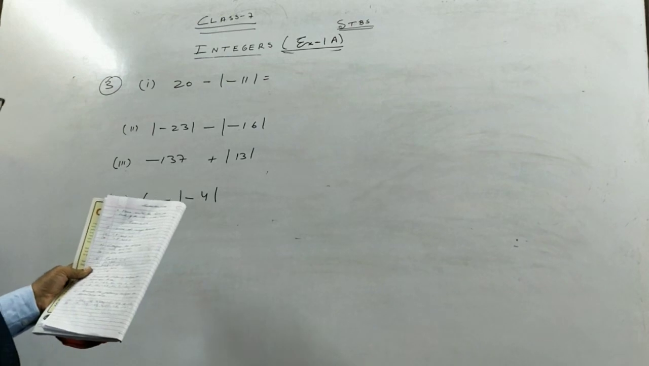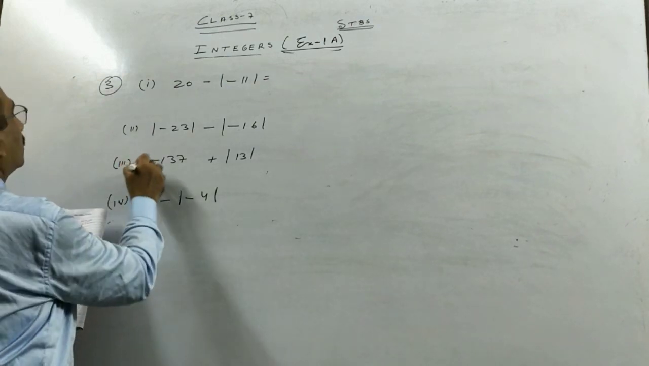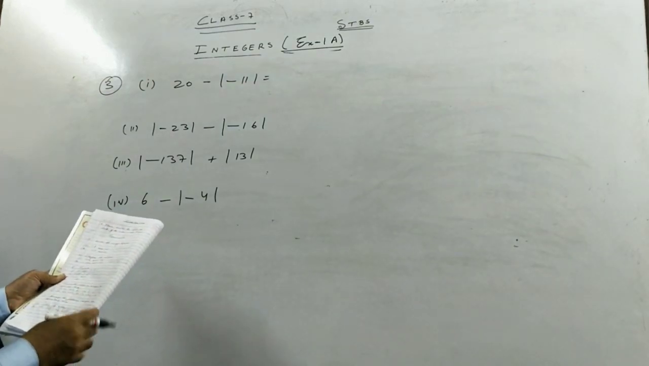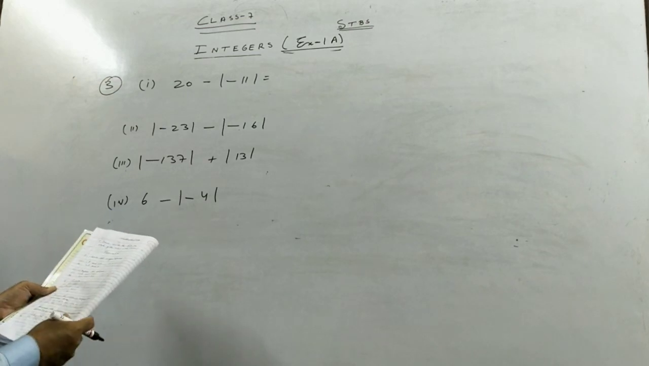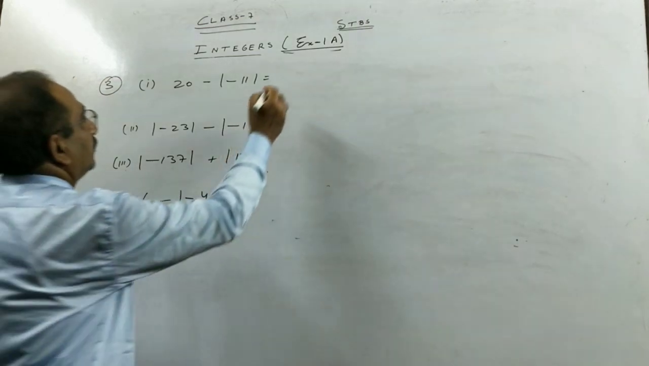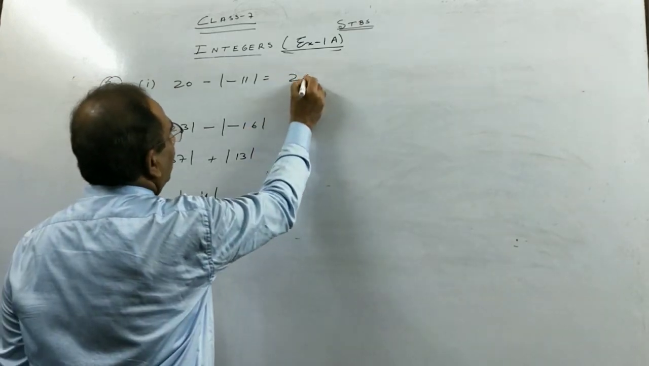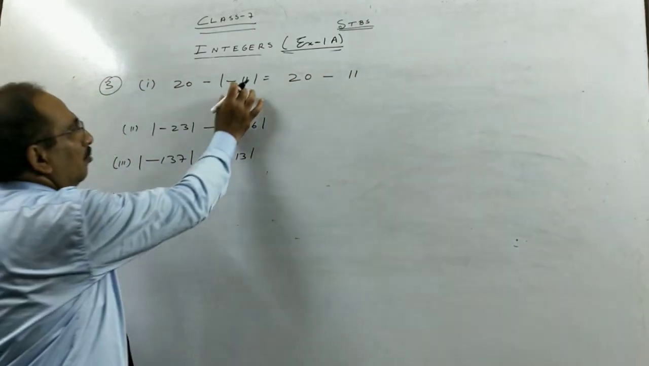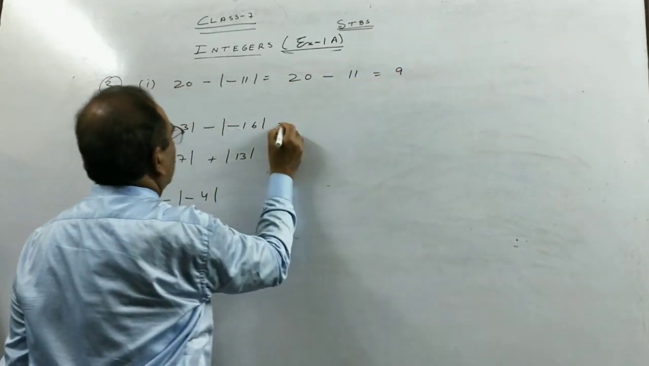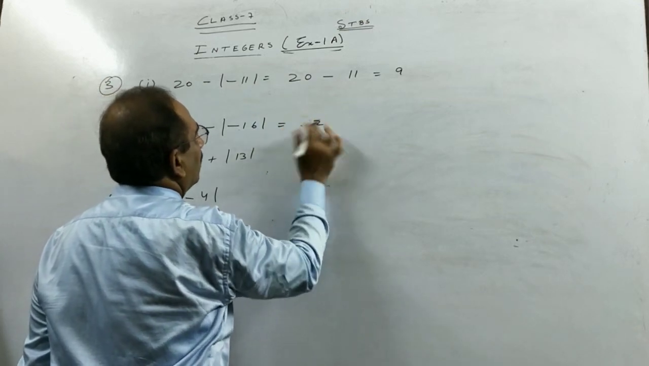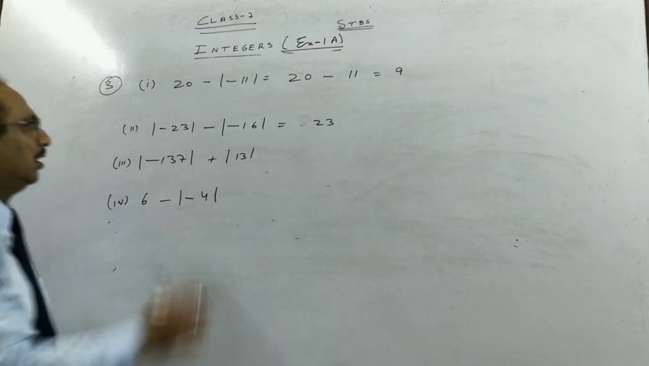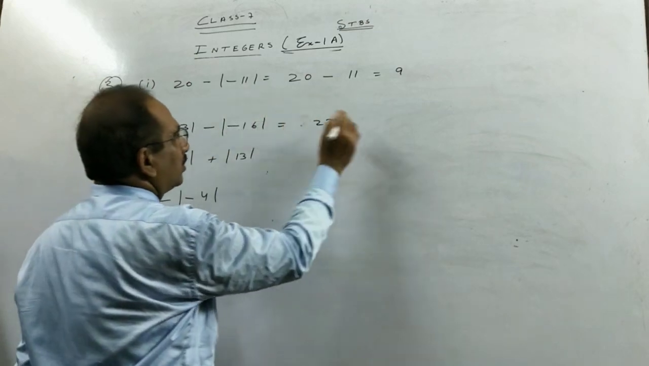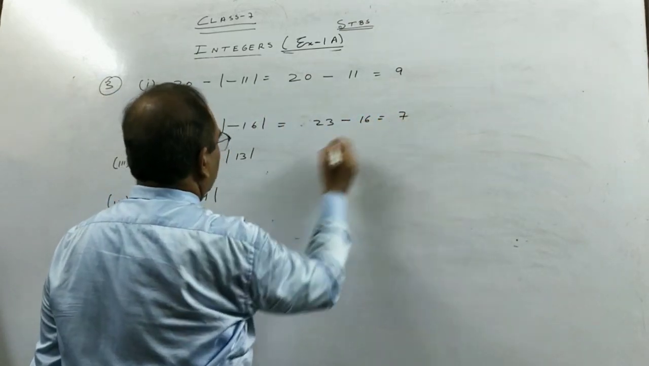So what we see, students, here there is a mod sign: 20 minus mod minus 11. Okay, let us solve. As I gave you the concept, 20 minus will remain. I told you mod of minus becomes plus, so we get this as 9. Minus 23 will become 23. The sign outside the mod will remain the same. Inside the mod, minus becomes plus. So this will be a 7.